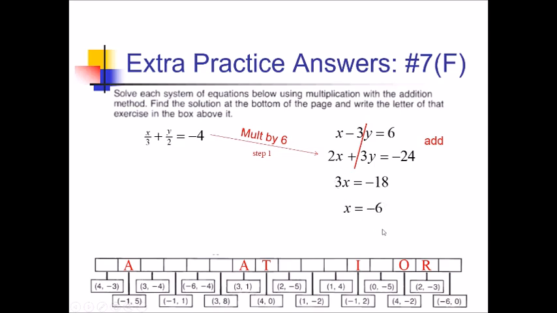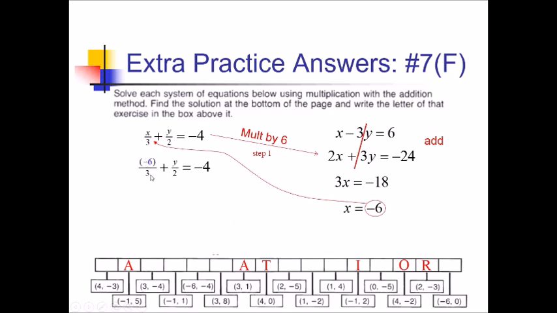Now I can plug that back in. Normally I wouldn't plug things into expressions with fractions because, why go to the trouble? I would think this equation up here at the top would be easier to plug negative 6 into. However, I've got a lot of room over here, so that's what I'm basing my decision on for where to plug things in. So I've got negative 6 going in for this x. That's negative 6 over 3 plus y over 2 equals negative 4.